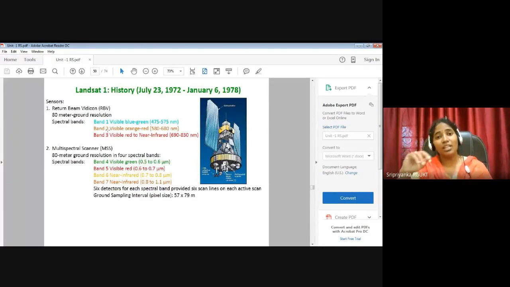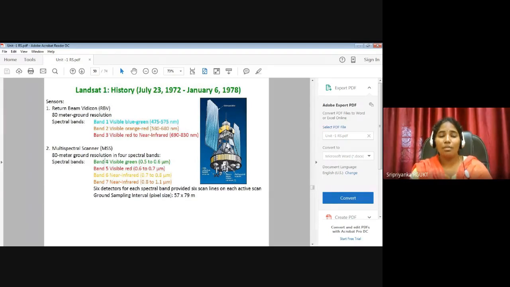Next comes your multispectral scanner. Again it has a resolution of 80 meters, 80-meter ground resolution. I already said it's the spatial resolution. What about the spectral resolution? Again, it has 4 bands in it. What are those 4 bands? You can see band 4 is visible green, 0.5 to 0.6 micrometers.